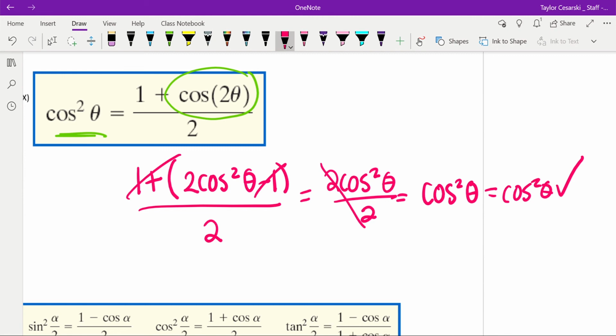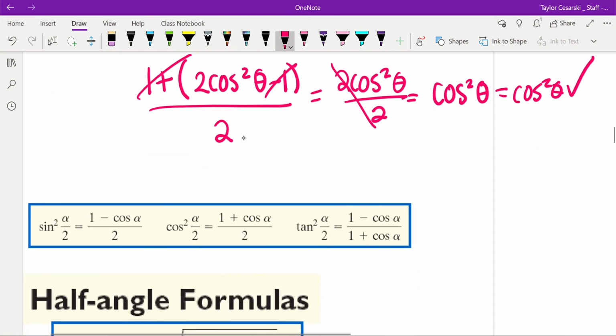All right, and that's it for 6.5, which is double angle identities. Again, half angle is not labeled, but that starts 6.6. Okay, so I'll see you next time for 6.6 half angle formulas.